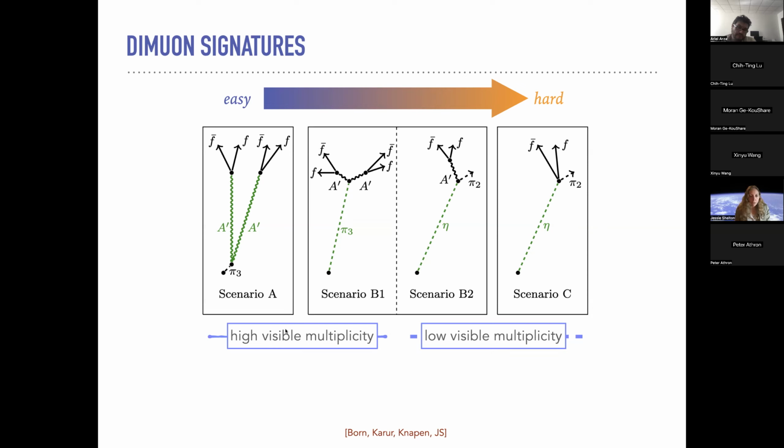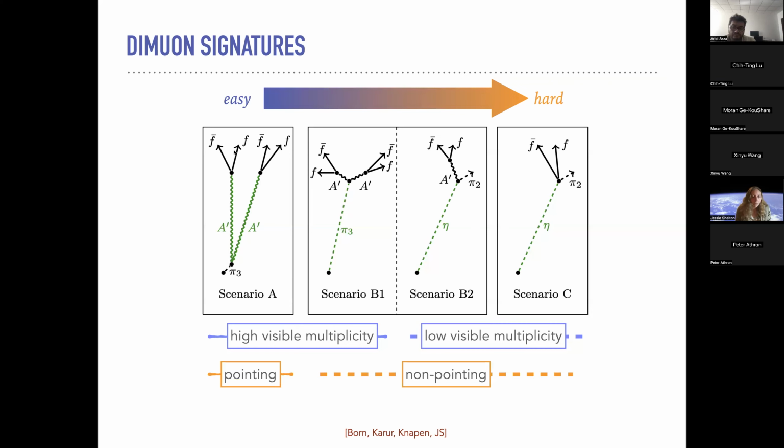These two scenarios have relatively high visible multiplicity, because the particle that is ultimately giving you the visible standard model final states is the pion. These two are low visible multiplicity, because the particle that's ultimately giving you your visible final states is the eta, which is produced much less often.